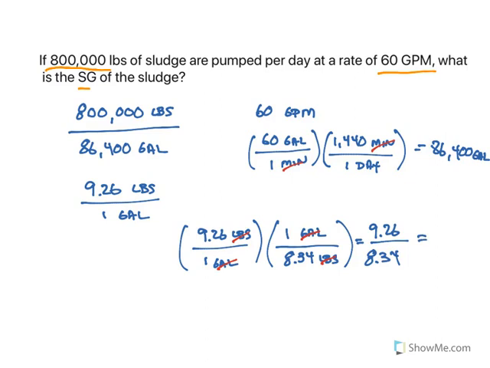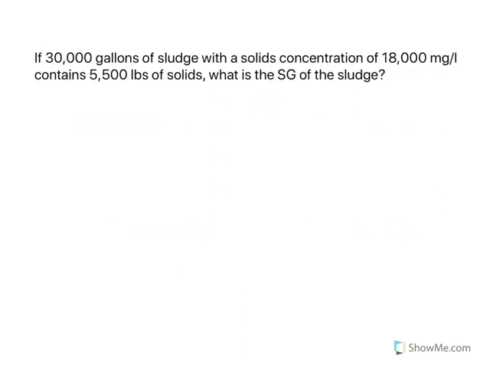And if I divide that out, I get a specific gravity of 1.11. So that would be how you would set up that problem. Moving on to the next one. If 30,000 gallons of sludge with a solids concentration of 18,000 milligrams per liter contains 5,500 pounds of solids, what is the specific gravity of the sludge?